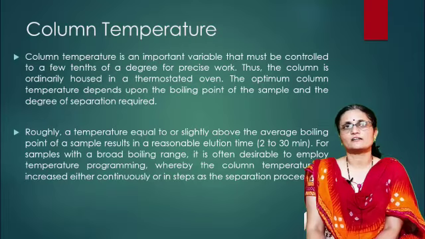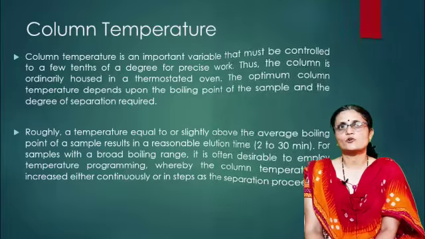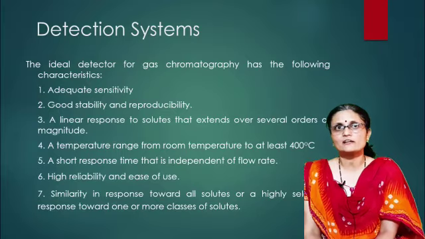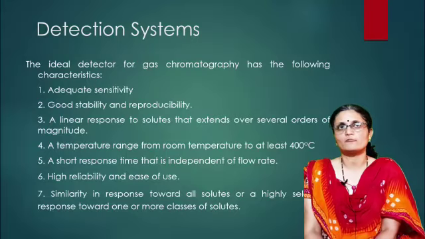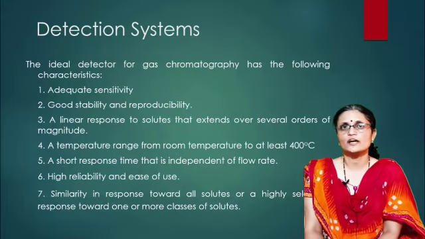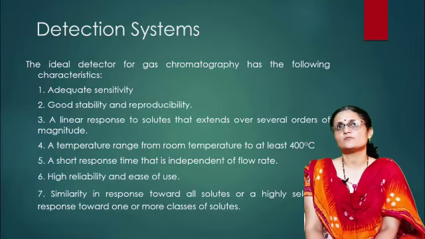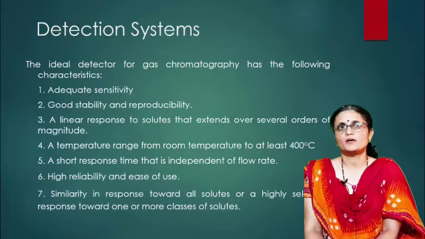Now the detection systems in gas chromatography. The ideal detector for a gas chromatograph should have adequate sensitivity, it should have good stability, it should give reproducible results, it should give a linear response to the solute, and it should extend over several orders of magnitude. The temperature should range from room temperature up to 400 degrees Celsius. A short response time, that is, it should be independent of the flow rate of the gas. It should be highly reliable and easy to use.